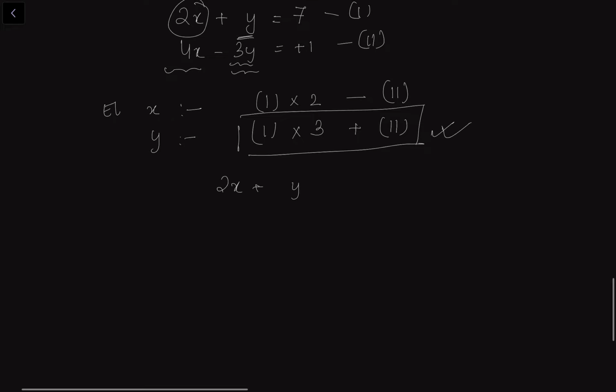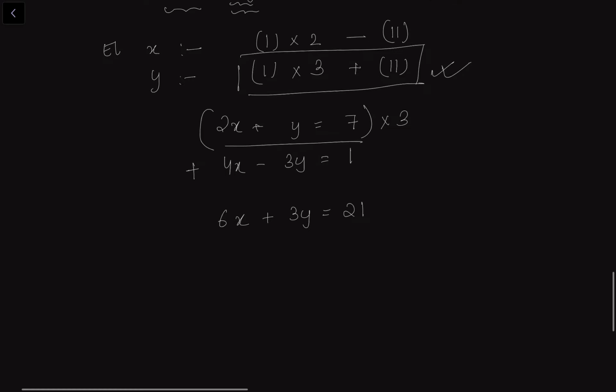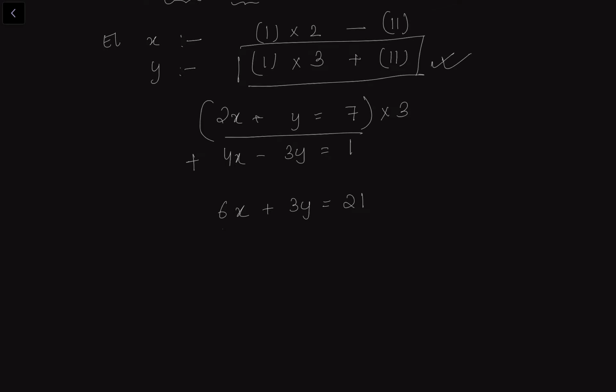So 2x plus y is equal to 7. This I have multiplied by 3 into 3. And then plus 4x minus 3y equal to 1. So this is actually being multiplied by 3, so it will be 6x plus 3y equal to 21. Each of the numbers, make sure you're multiplying the whole equation and not just y. And then 4x minus 3y equal to 1.